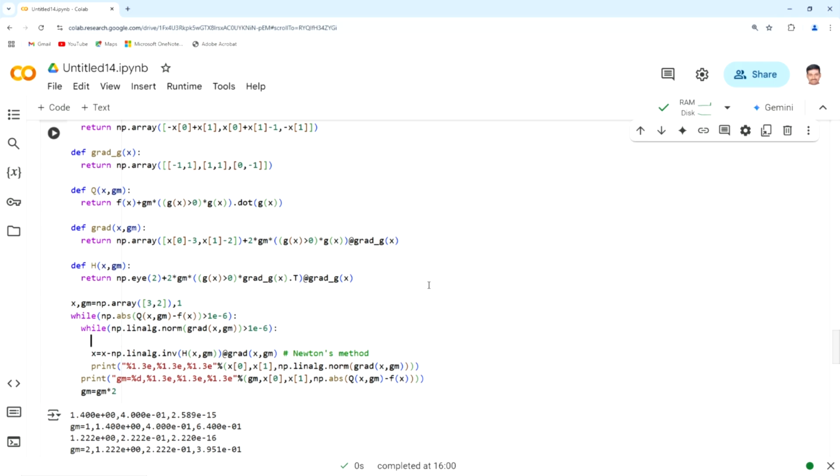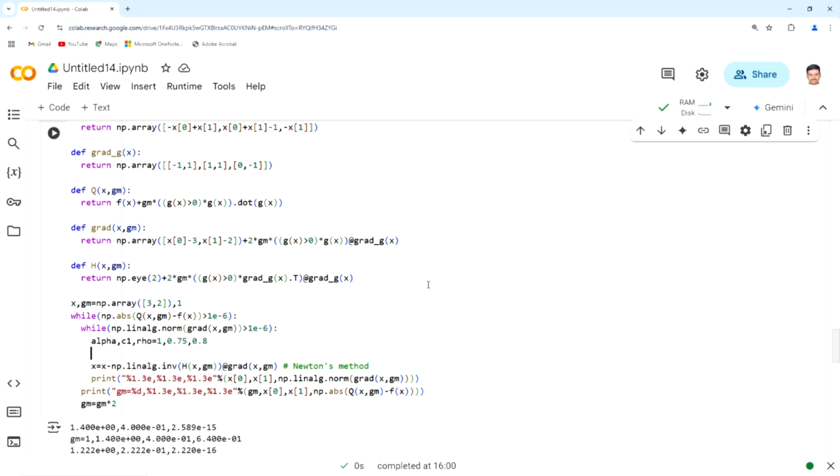So, we have to define alpha, C1 and rho, which is, I mean, let us say 1, 0.75 and 0.8, which is what we usually define. Then you check for the Armijo condition, which is f of, actually q of x plus alpha into del q.